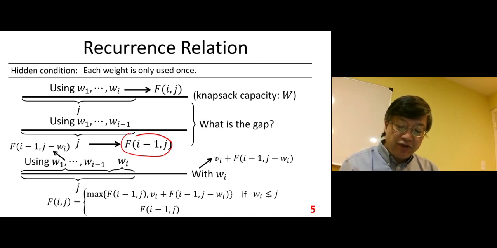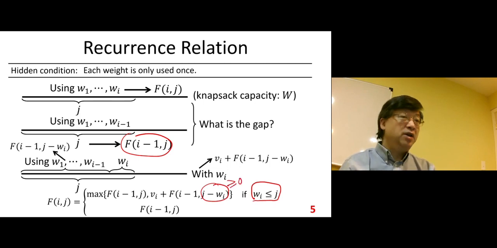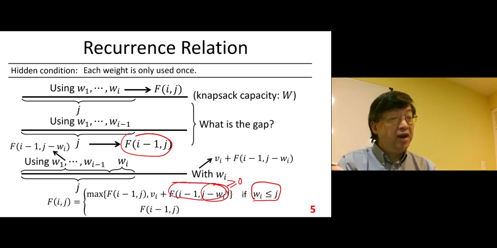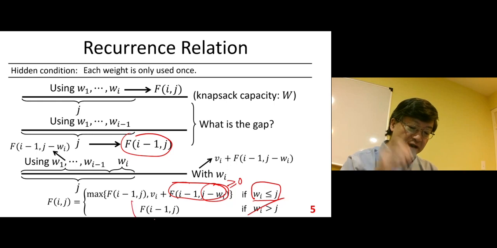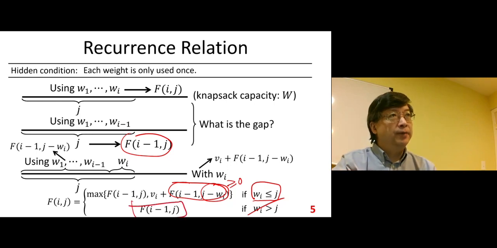This one is for Wi less than or equal to J. Because in this condition, J minus Wi is greater than or equal to 0. Otherwise, it's a negative number, and the second term does not mean anything. So for Wi greater than J, you cannot use Wi. That's why we just consider this case.